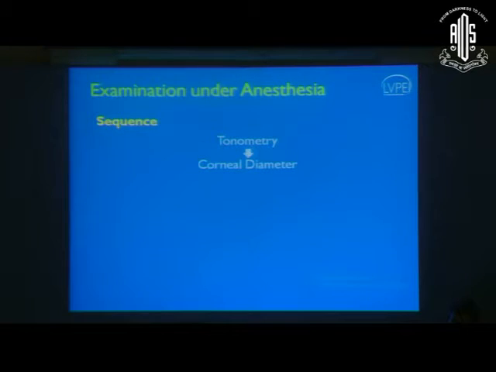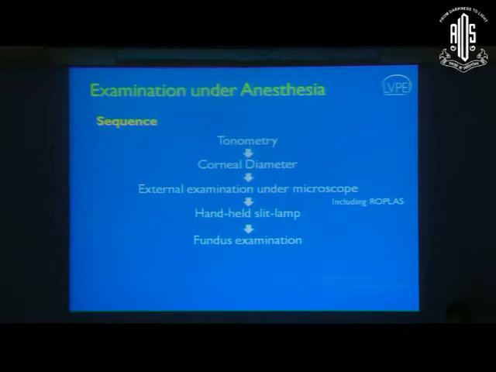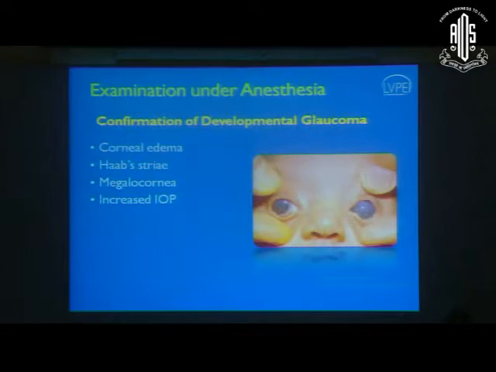So this is the sequence of events that we do. Tonometry is the first thing that we do because it is highly influenced by the degree of anesthesia and the type of anesthetic agent. Then the corneal diameter, external examination under microscope, handheld slit lamp examination, fundus examination, gonioscopy, and then ancillary tests.